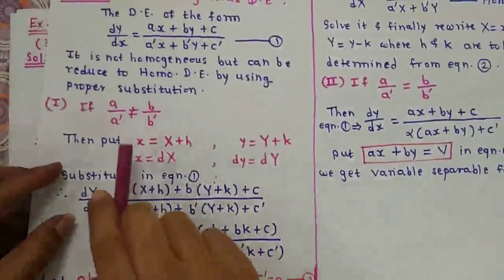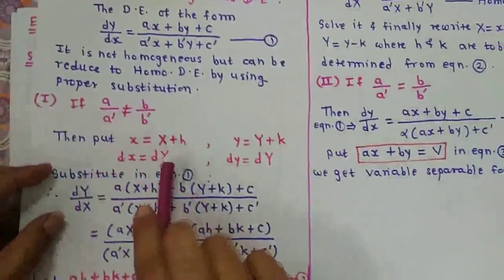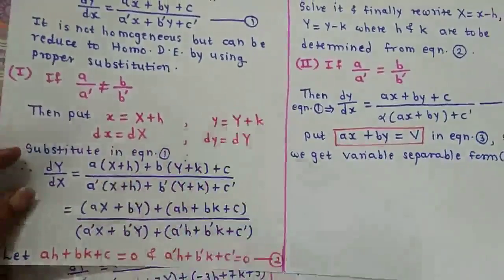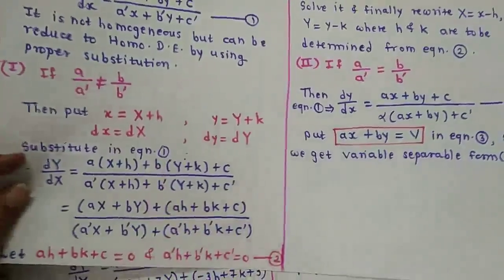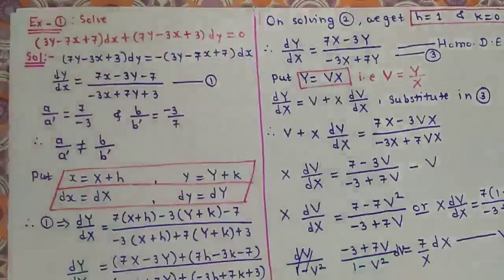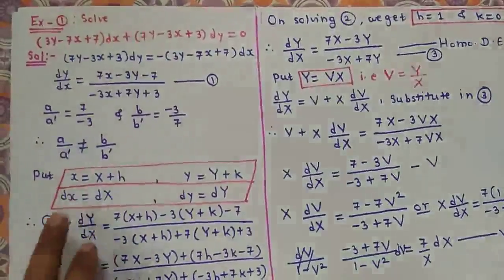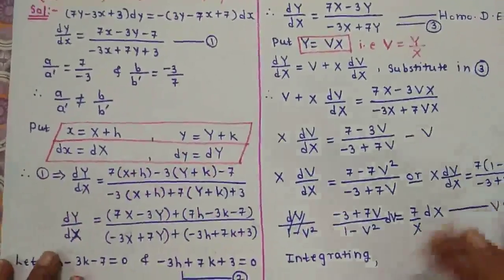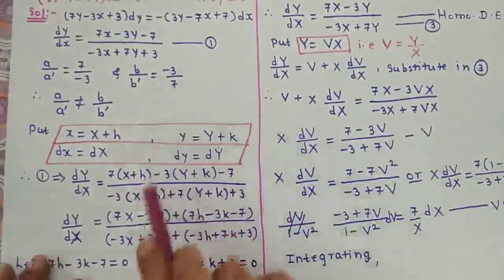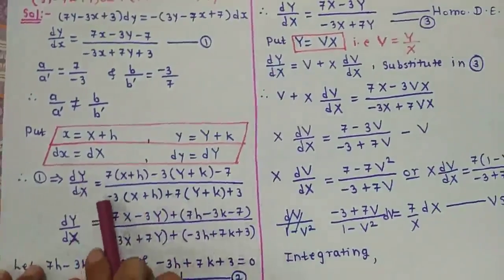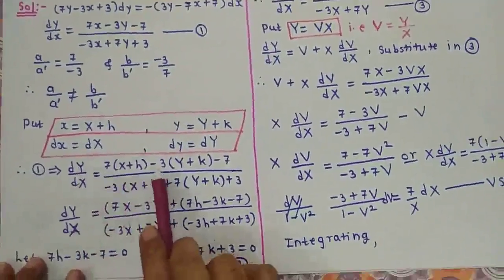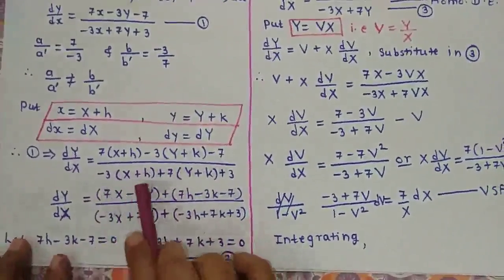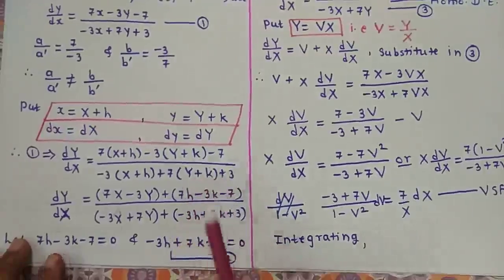So see here, if a upon a dash not equals to b upon b dash, we put x equals to capital X plus h, y equals to capital Y plus k, and then we solve this differential equation, right? Due to this substitution, this equation 1 reduces to dy by dx equals to 7 into (x plus h) minus 3 into (y plus k) minus 7 upon minus 3 into (x plus h) plus 7 into (y plus k) plus 3.